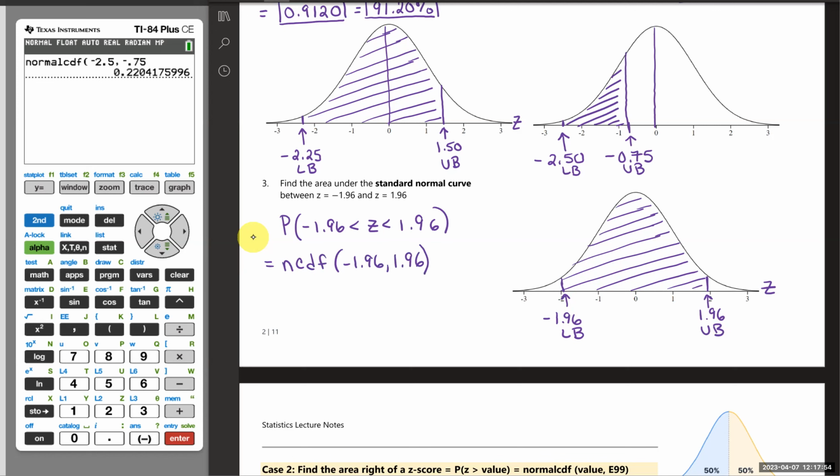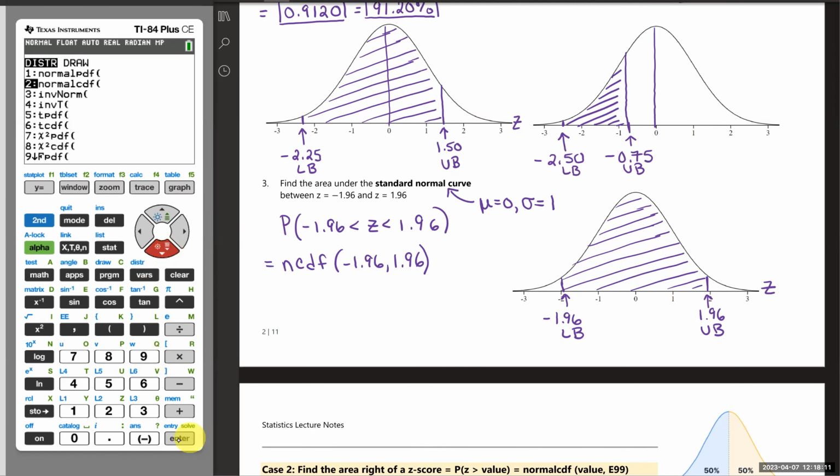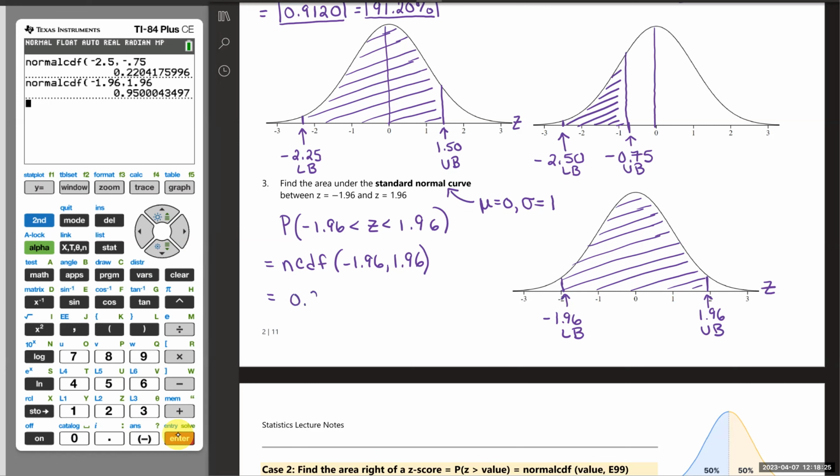And if we don't put in mu and sigma, standard normal is the default. The calculator will assume that you wanted mu is 0, sigma is 1. All right, type this in, and in this case, if we round it to 4 decimal places, it's looking like 0.9500.